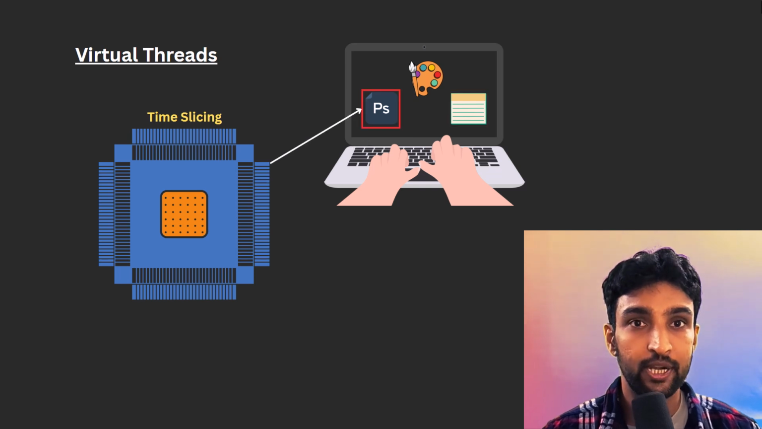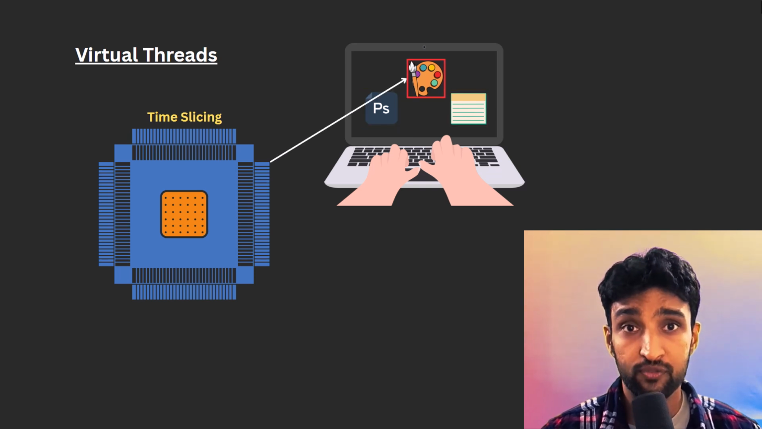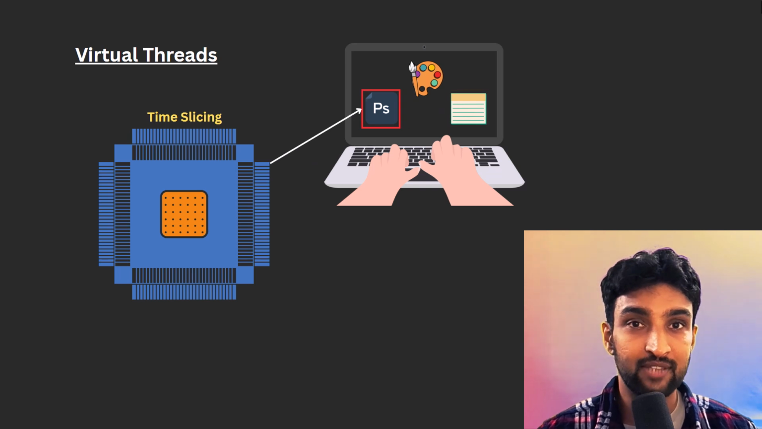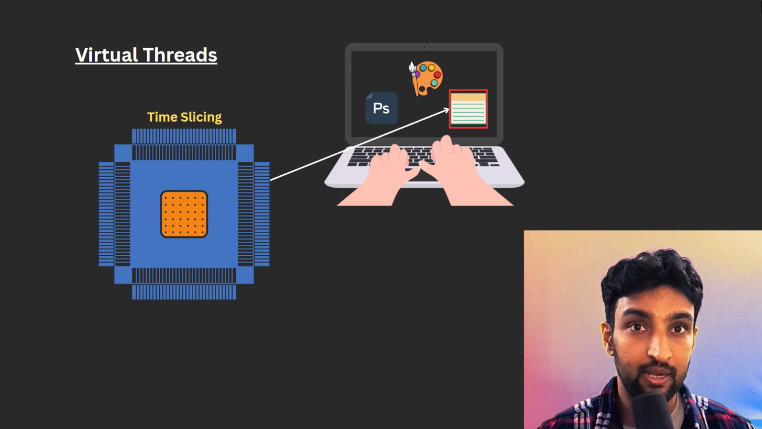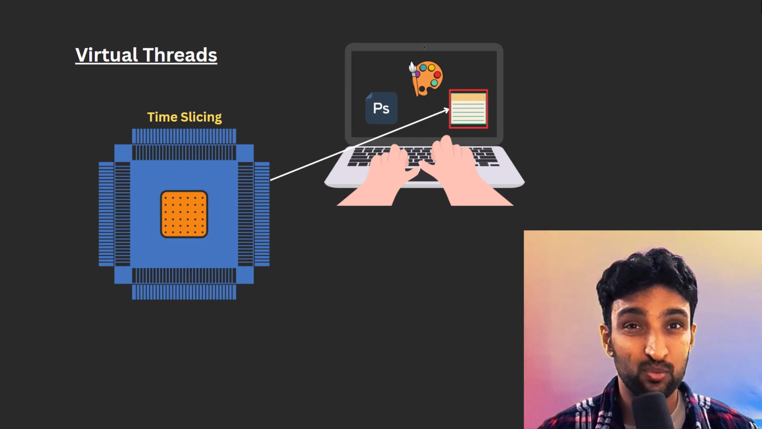And it keeps rotating between them very fast. So fast that it feels like everything is happening at once. But technically, only one task is running at any given moment. It's just switching super fast so we don't notice.